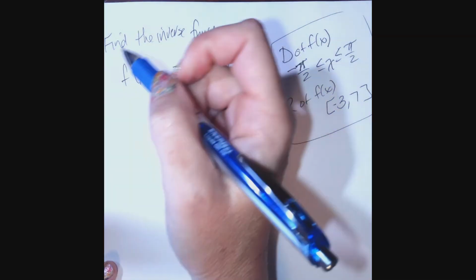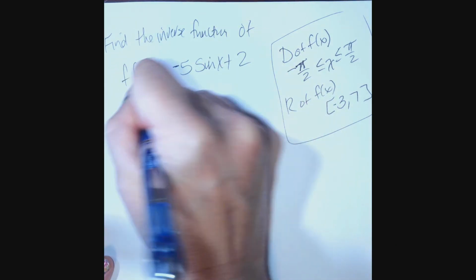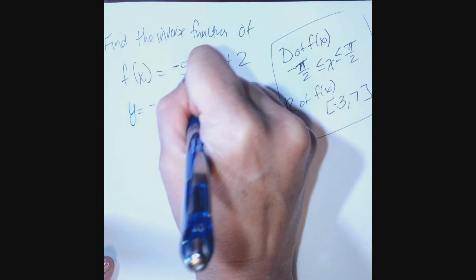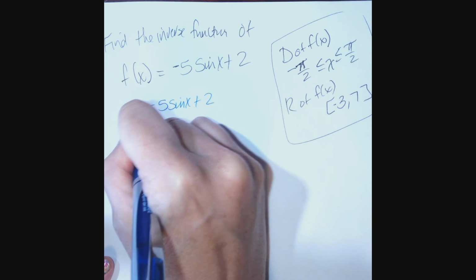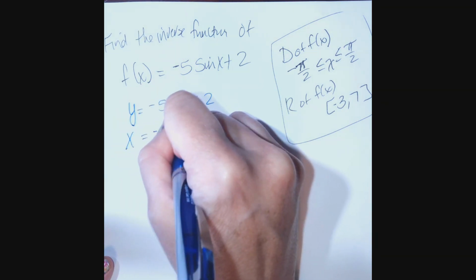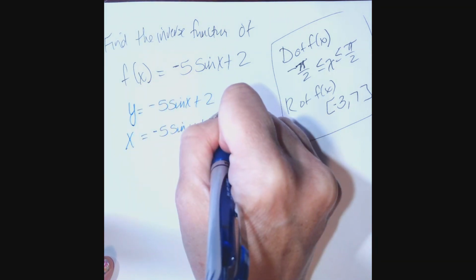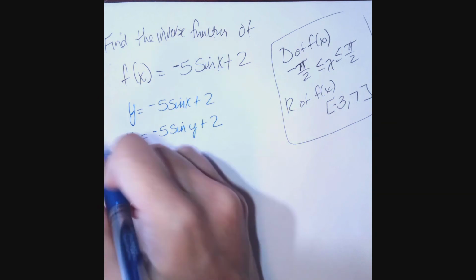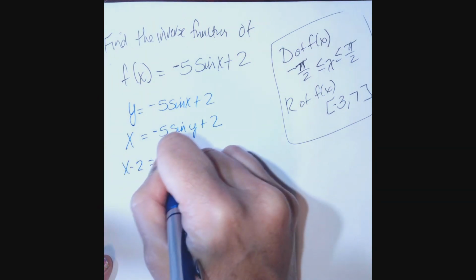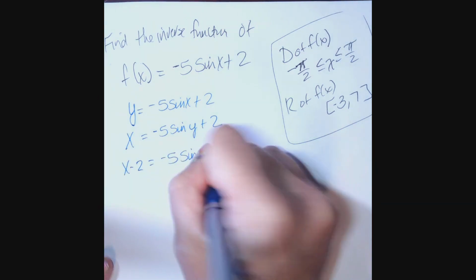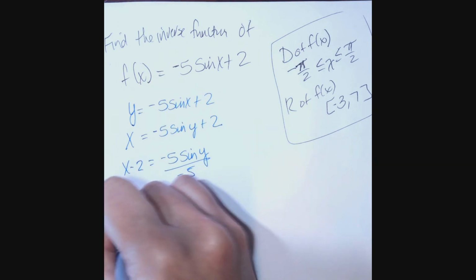Okay, switch and solve. So y equals -5 sine x plus 2. Switch, I get x equals -5 sine y plus 2. Now I solve for y. I subtract 2. Divide out that coefficient.